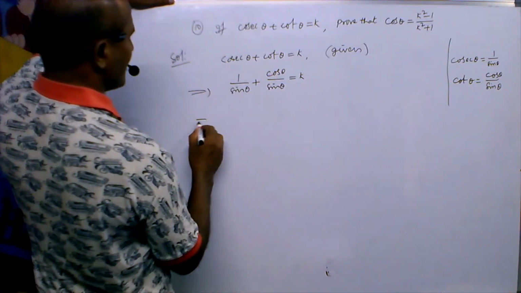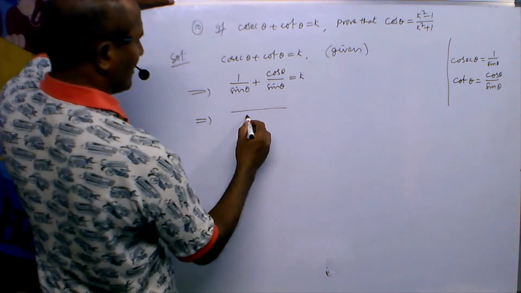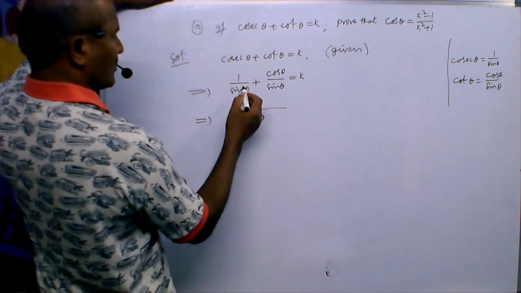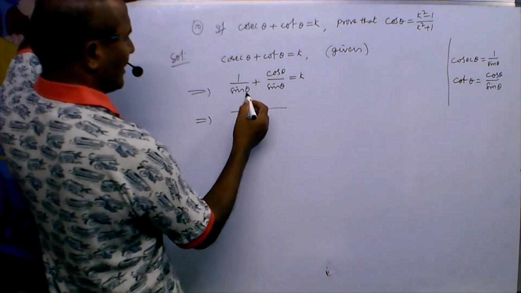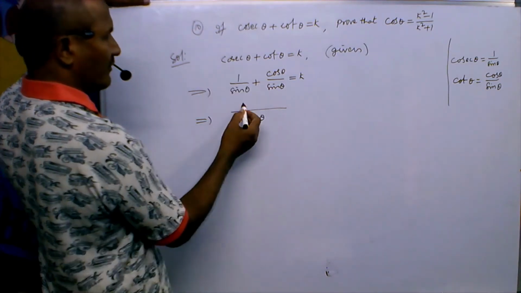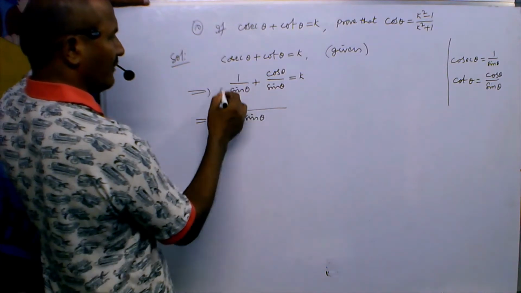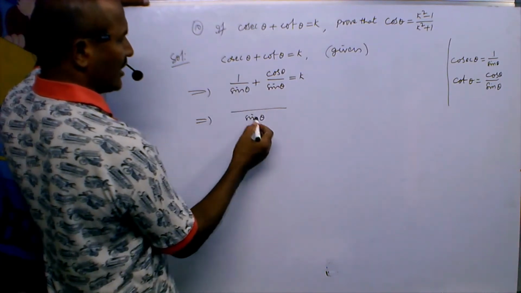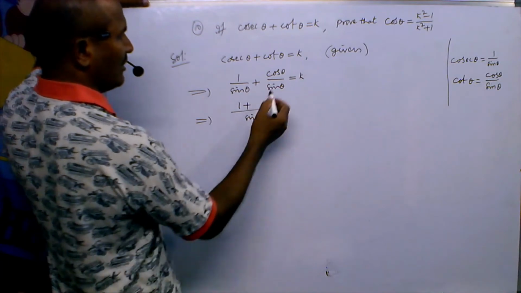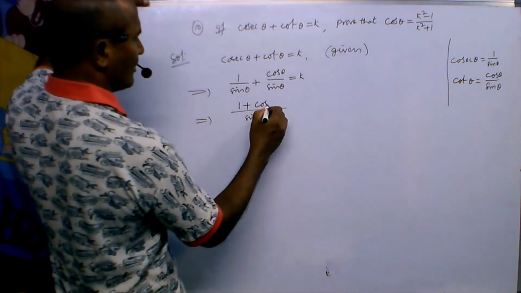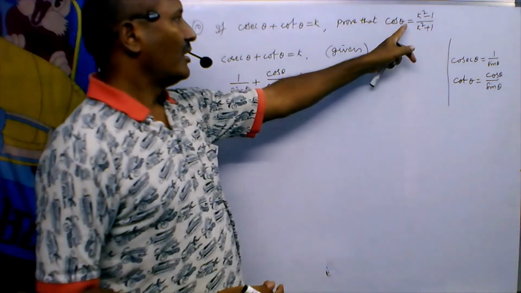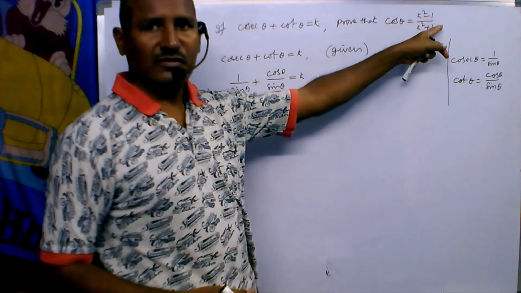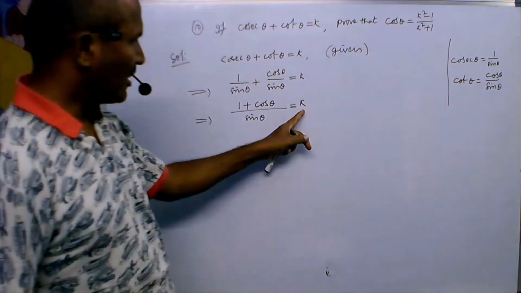Now you find the LCM for these two. LCM is sine theta. To get the first term in the numerator form, LCM into first quantity, sine theta will be cancelled, you will get 1. Here sine will be cancelled, you will get cos theta equal to k. Here if you observe, cos theta is equal to k square minus 1 by k square plus 1. Here we have only k.